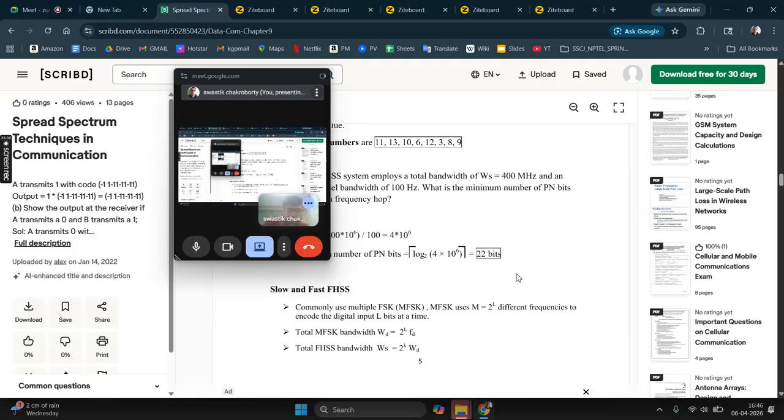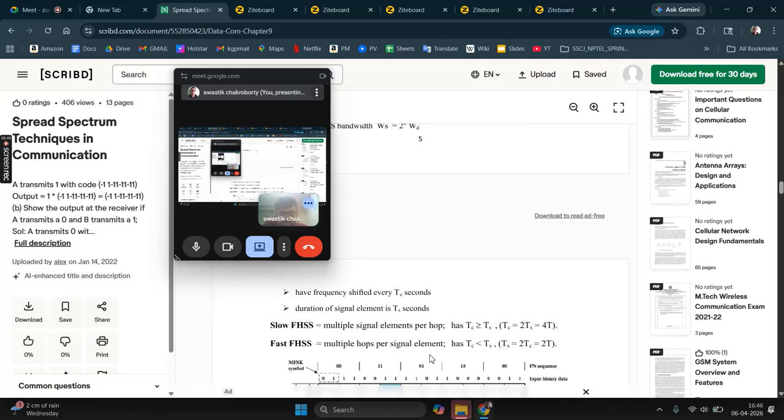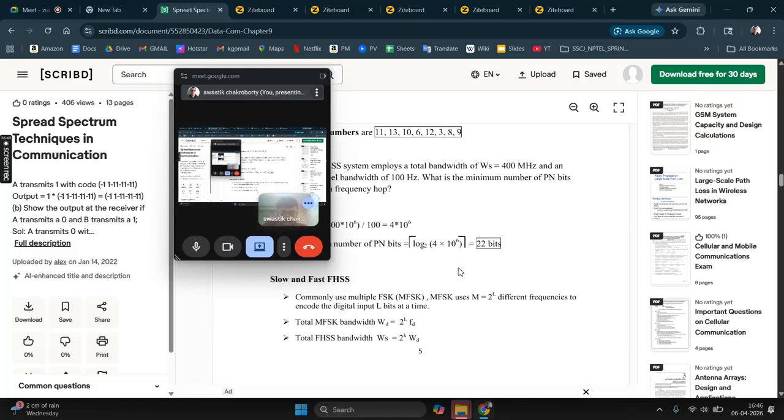Okay, so commonly used, FHSS commonly uses multiple FSK. Multiple FSK uses N equal to 2 to the power L different frequencies to encode L digital input bits at a time. So there are 2 to the power L different frequencies and you do an FSK of that. So the total FSK bandwidth is 2 to the power L into FD, and the total FHSS bandwidth, this is after modulation, and after spreading, the spread spectrum bandwidth will be 2 to the power k times that.